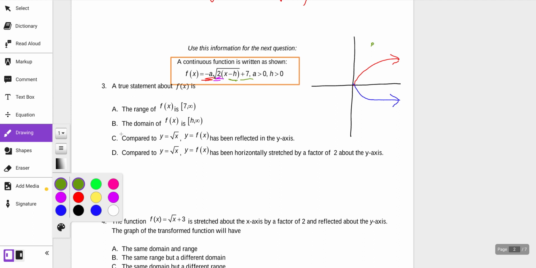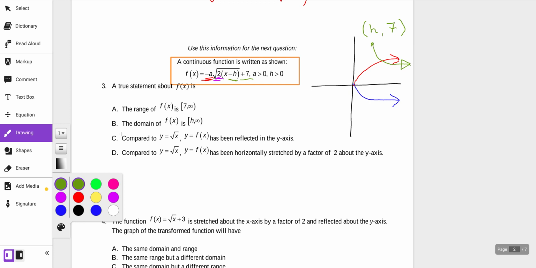Let's do it over here. Right now it looks like this. That point that it's at will be h to the right and then 7 up. That's what my graph will end up looking like.